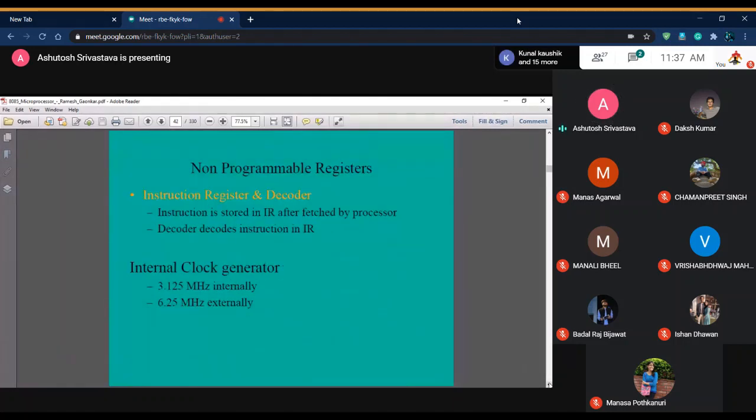The other thing is talking about the other types of register, which is the non-programmable register. So an instruction is stored in your instruction register after being fetched by the processor. Okay, and the decoder decodes the instruction in your instruction register.